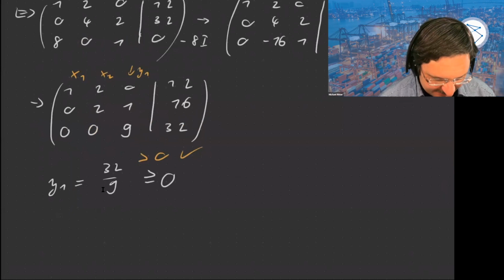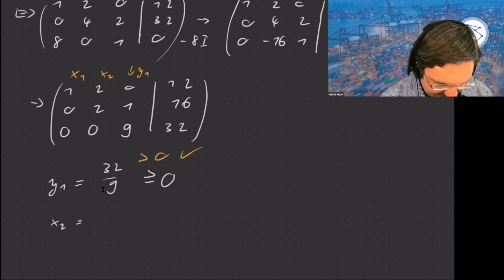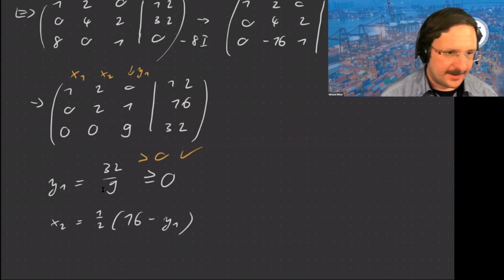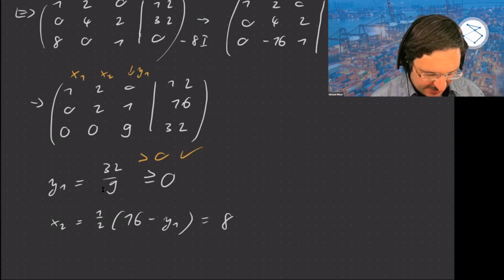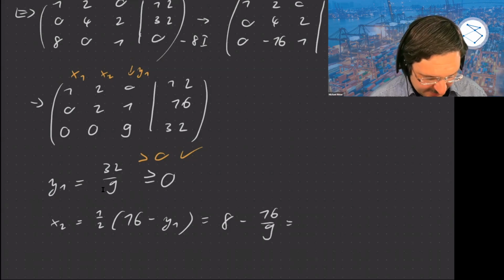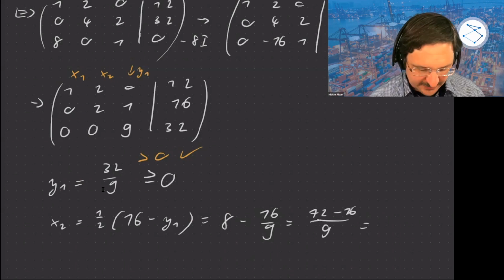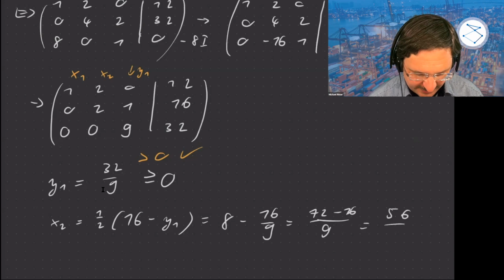And then let's have a look at the x's. So let's see, we get x2 is 1 over 2, 16 minus y1. That means we get 8 minus 1/2 times y1. So that's minus 16 over 9. 8 is 72 over 9 minus 16 over 9. So that should be 56 over 9.